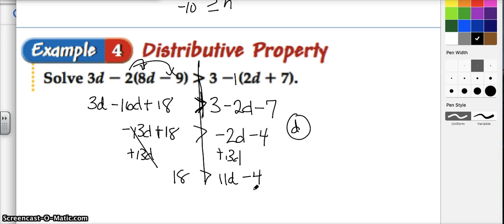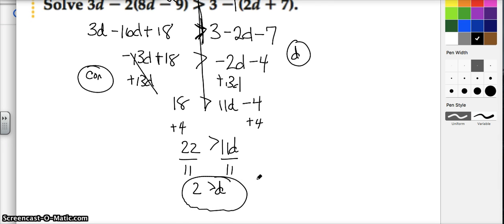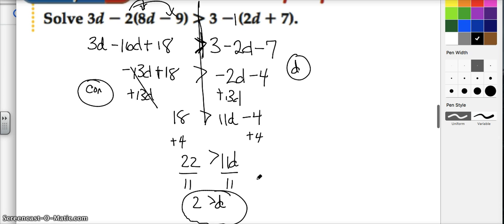The next thing I'm going to do is add 4 to both sides, because I want my constants on this side of my inequality, and I'm left with 11D is less than 18 plus 4, which is 22. And this is pretty awesome because 11 goes in very nicely, and D is less than 2. So that is my answer. And I'm feeling good about myself because it was a lot of work, but it was kind of fun at the same time.